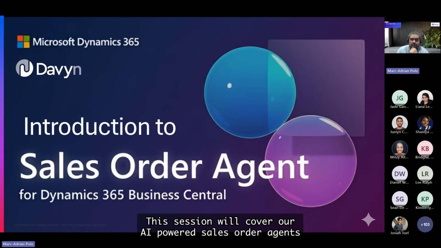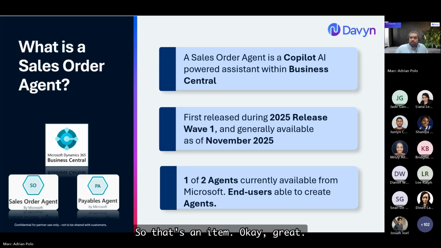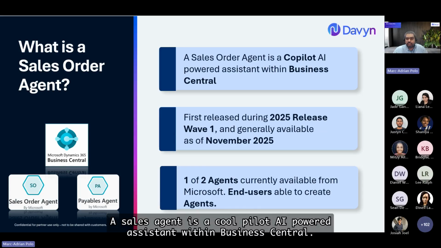This session will cover our AI-powered sales order agents, or I have started calling them super agents in Business Central. So let's dive in. The first question I imagine you may have is, what is a sales order agent? A sales order agent is a Copilot AI-powered assistant within Business Central.